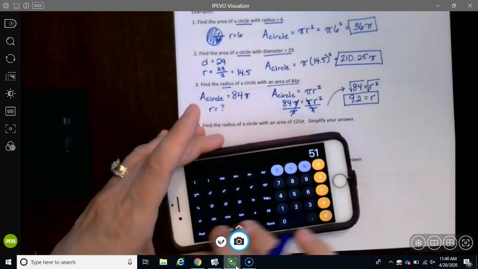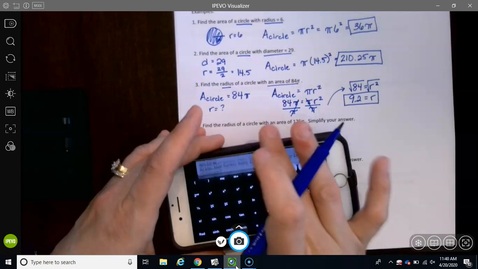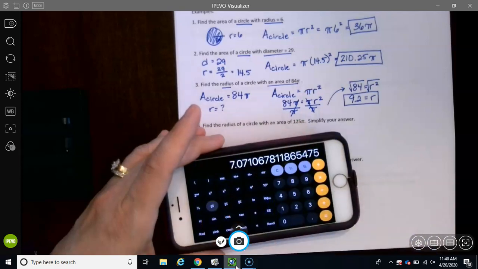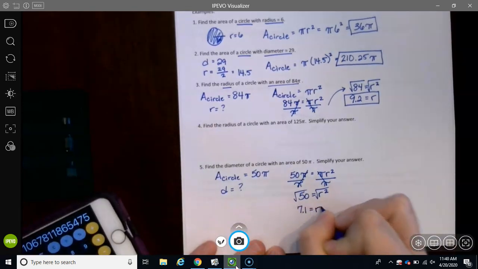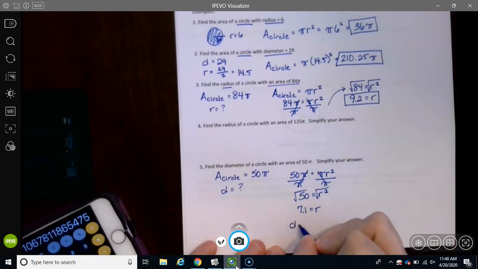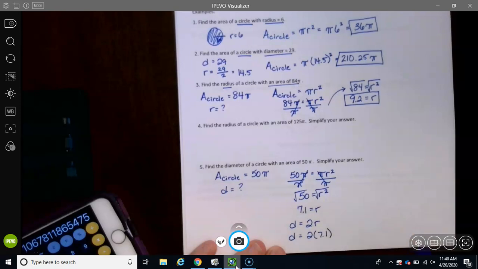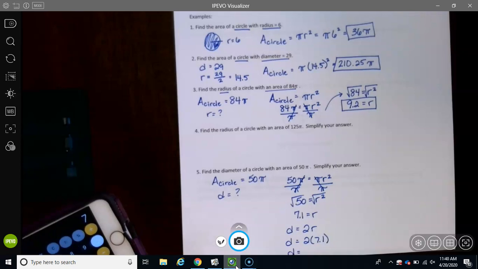So 50, and then take the square root. We get 7.1 when you round. And then since we're trying to find the diameter, it's 2 times r. So 2 times 7.1, which gives me 14.2.